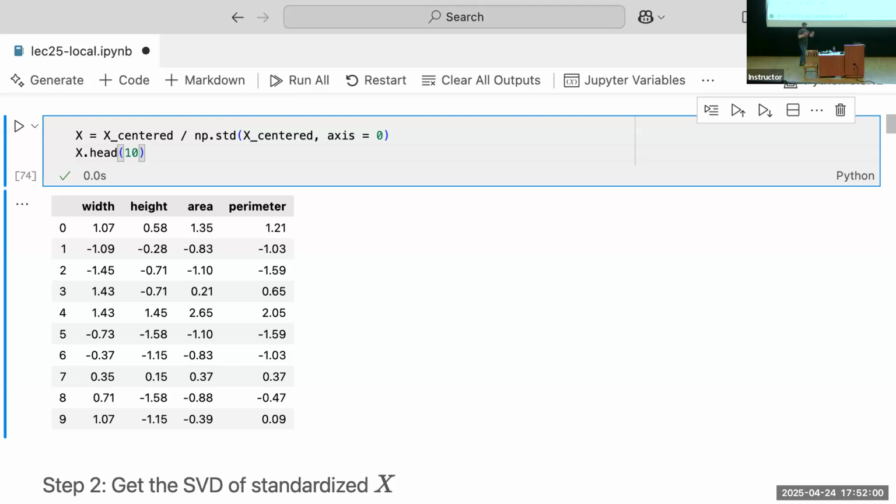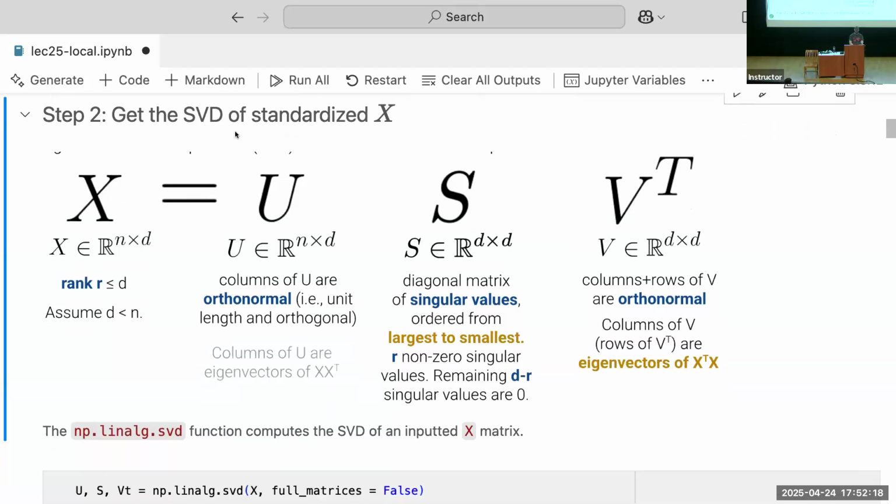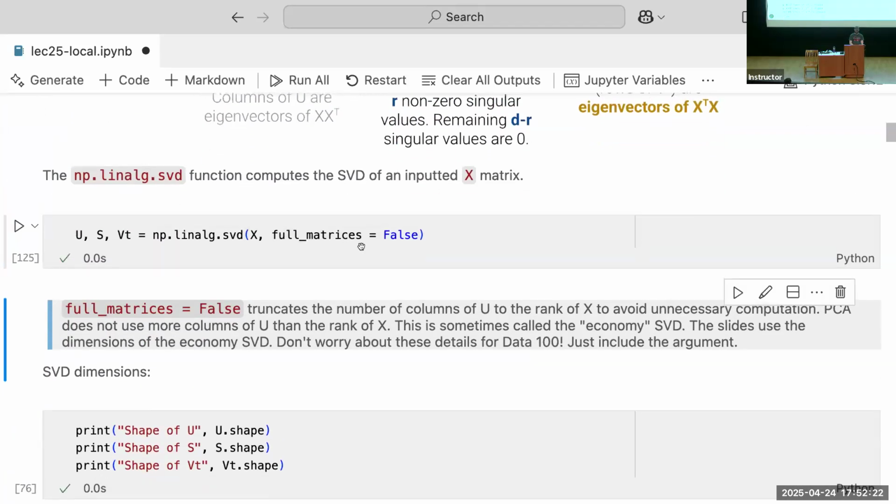So I often want to standardize those columns so that if I have area equals 3, that means the area of that observation is 3 standard deviations above the mean. A width of 3 would imply that it's 3 standard deviations above the mean. So I'm also going to standardize. So we have our standardized X. Let's go run SVD. We run SVD.